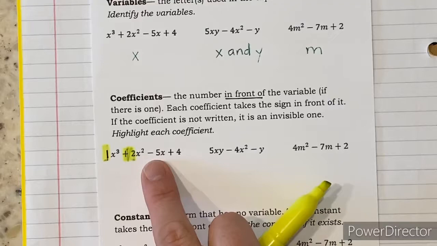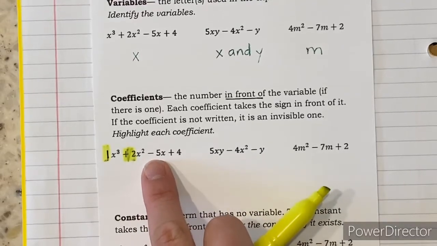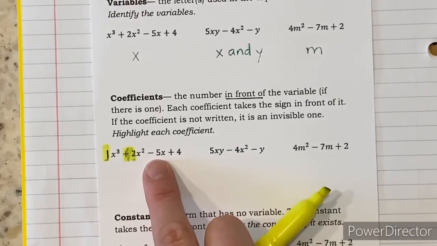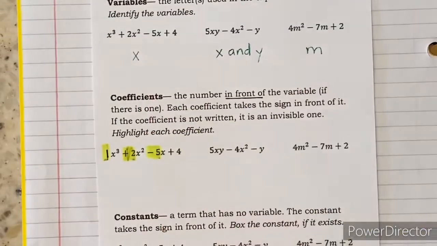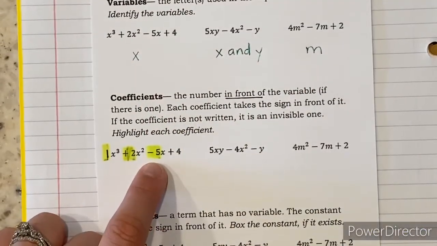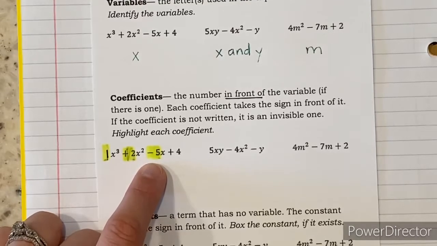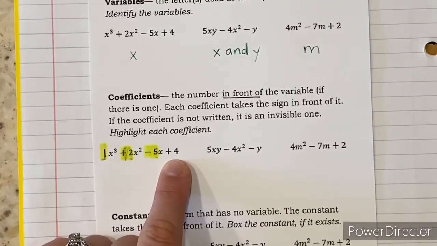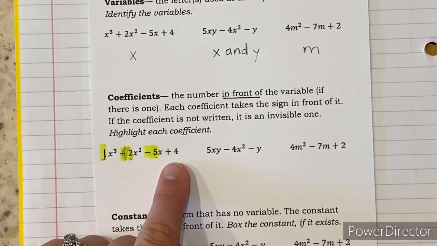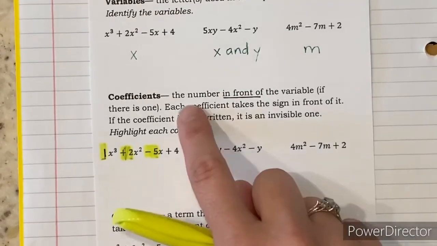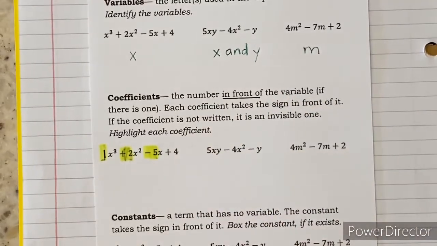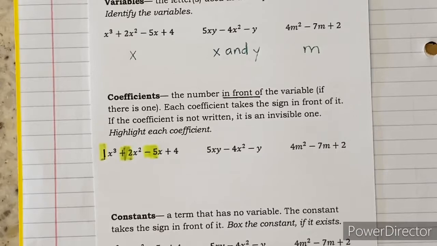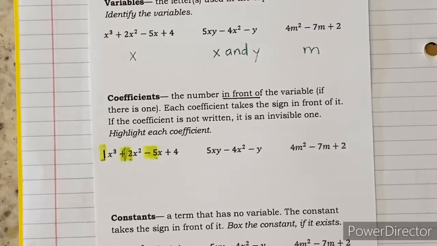Okay? The next term that we look at is this minus 5x. Again, there's a variable, so there's a coefficient that goes with it. And this one is minus 5 or negative 5. And then we have this little dude, that plus 4. This one is not a coefficient because it is not a number in front of the variable. There has to be a variable in order for it to be a coefficient. So that's all there is to that one.